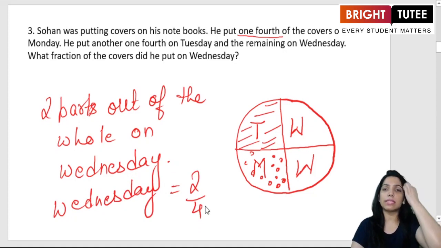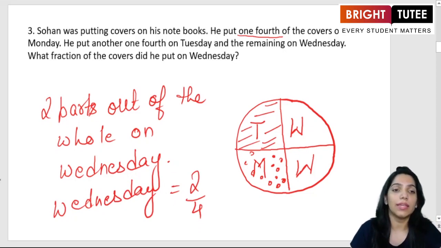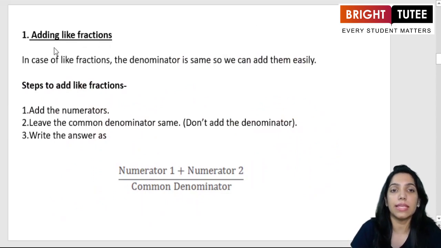Right? I hope this is clear, students, how we have done this. Now let's learn the formal method of adding these fractions. Here it says adding like fractions. In case of like fractions, the denominator is same, so we can add them easily. Let's see the steps of adding them.